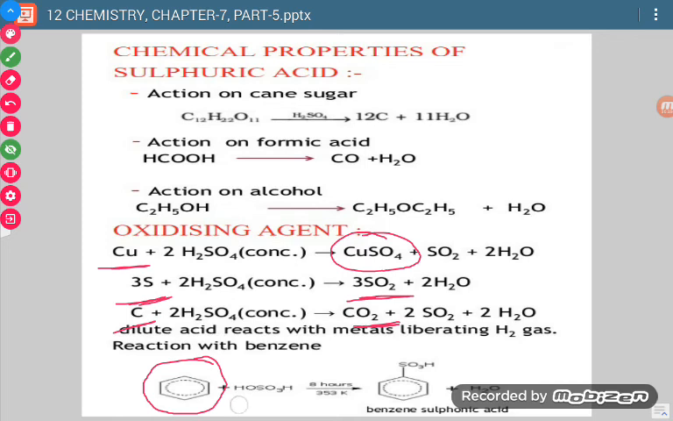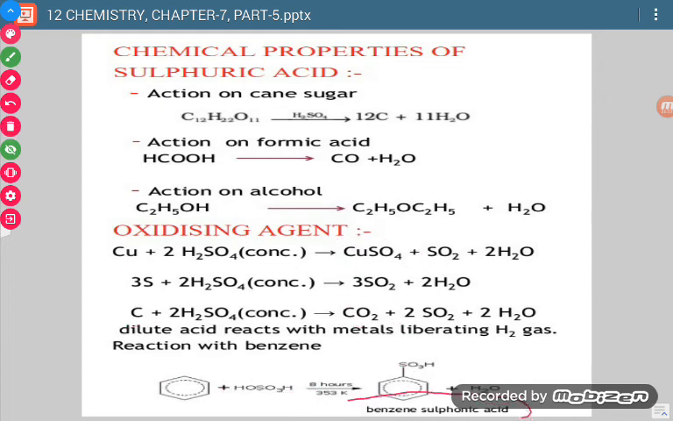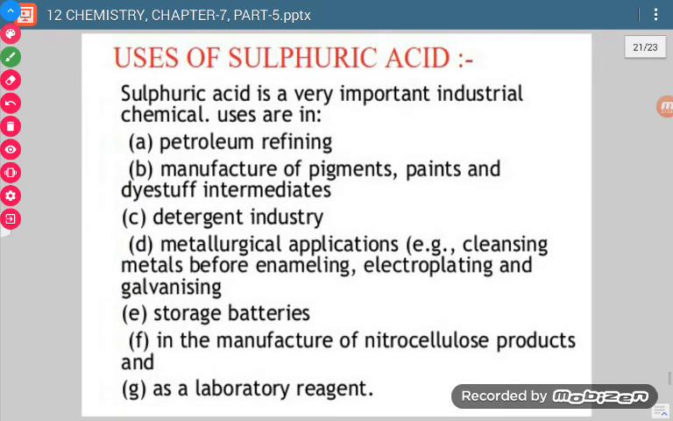When it reacts with benzene, now see, this is sulfuric acid. We have shown it in the form of bonds. Okay, so what is going to happen? OH will go out, SO3H will attach. So from benzene, one H is gone. In the place of H, there is SO3H. That H and OH combine to form H2O. So this compound which is formed is called benzene sulfonic acid.